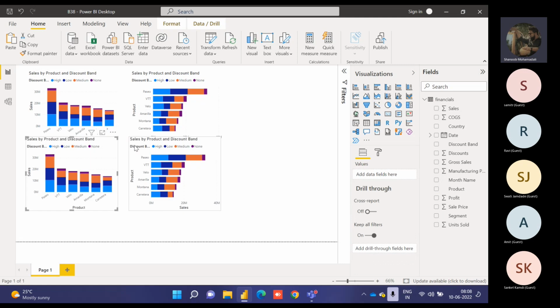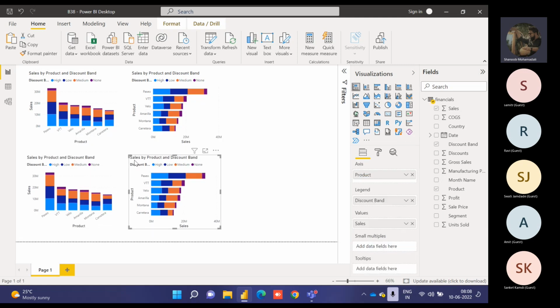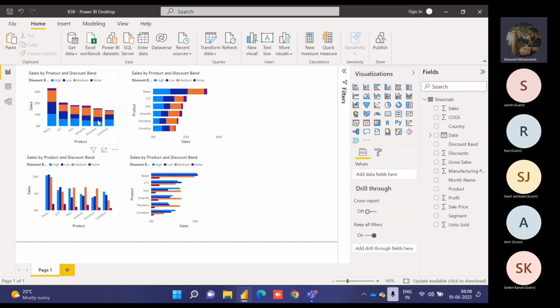Now both of them, I'm just doing Control C, Control V. Now I will change this to clustered column chart and I'll change this to clustered bar chart. So what is the difference between the two? If you see, stacked means one above the other, clustered means one beside the other. So you can see here that each of the categories is now an individual bar.